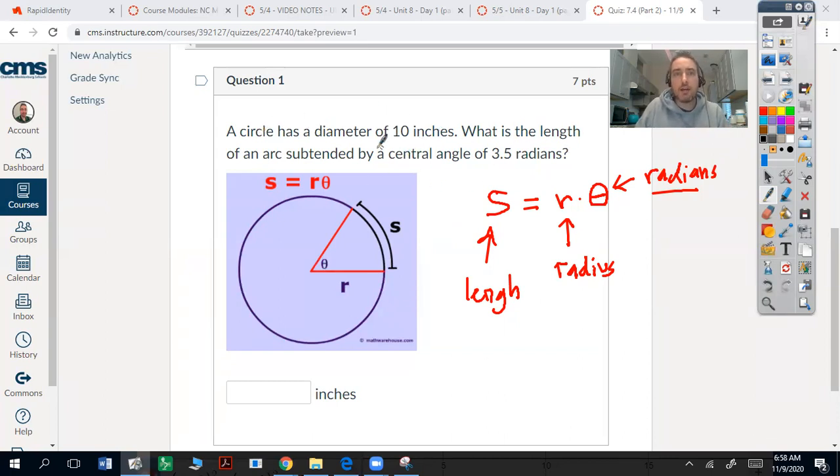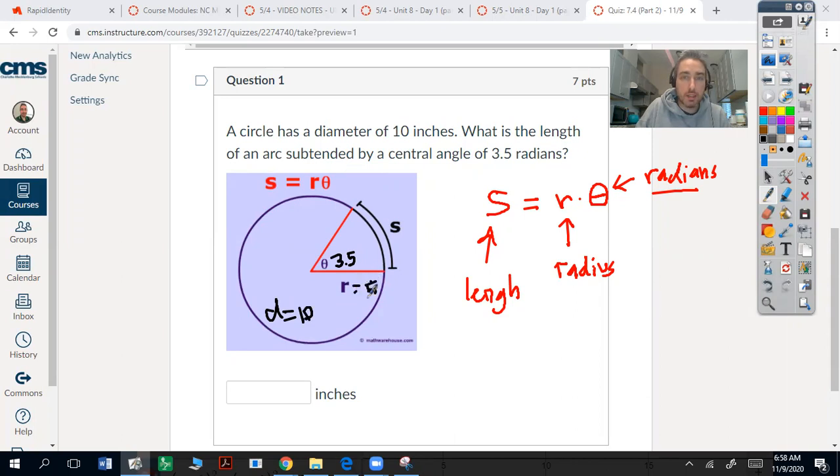What is the length of an arc subtended, so basically, if the arc is opened up from that angle by a central angle of 3.5 radians. So this would be 3.5. The diameter is 10, not the radius. So the diameter is 10. That means the radius is going to be half of that. So the radius will be 5.